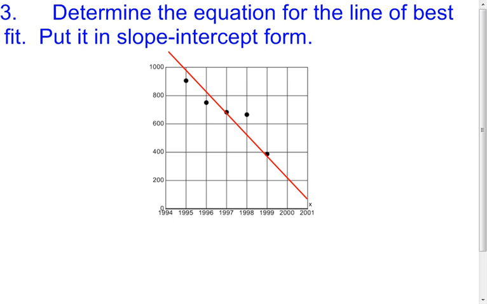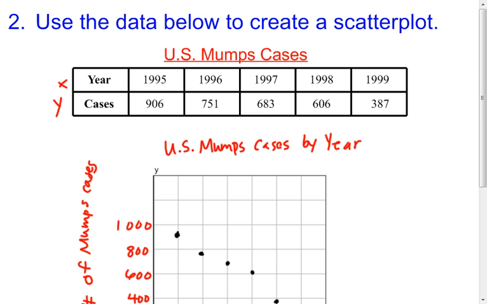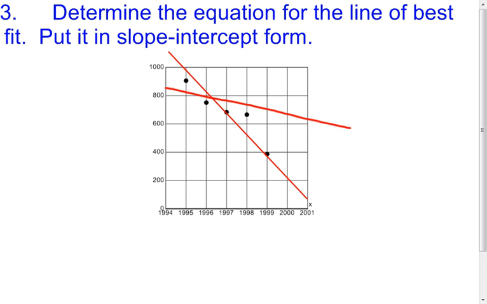So you want to have some dots below the line, some dots above the line, and you want to have a line that kind of averages out those dots. Okay? I would not want to draw a line like this, because then I'd have 4 dots below it, 1 dot above it, some dots that are very far away from the line, some dots that are not very close to the line. You want to draw it so that you have that line kind of averaging out those dots.